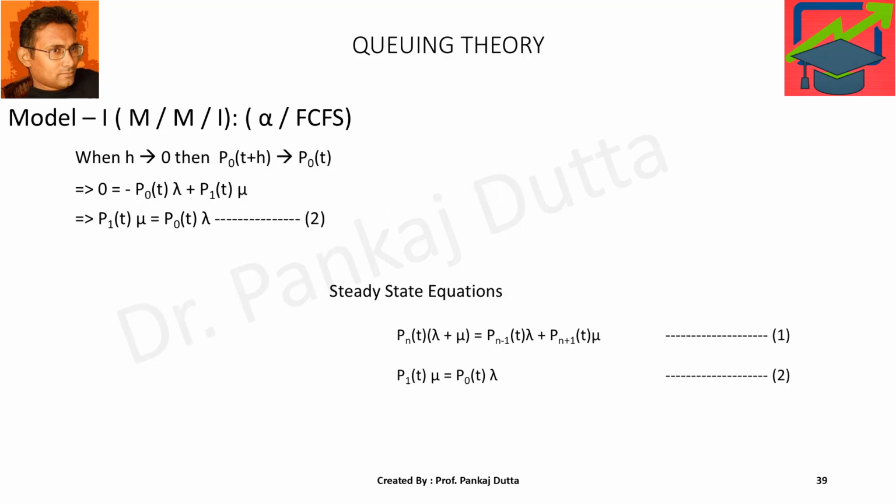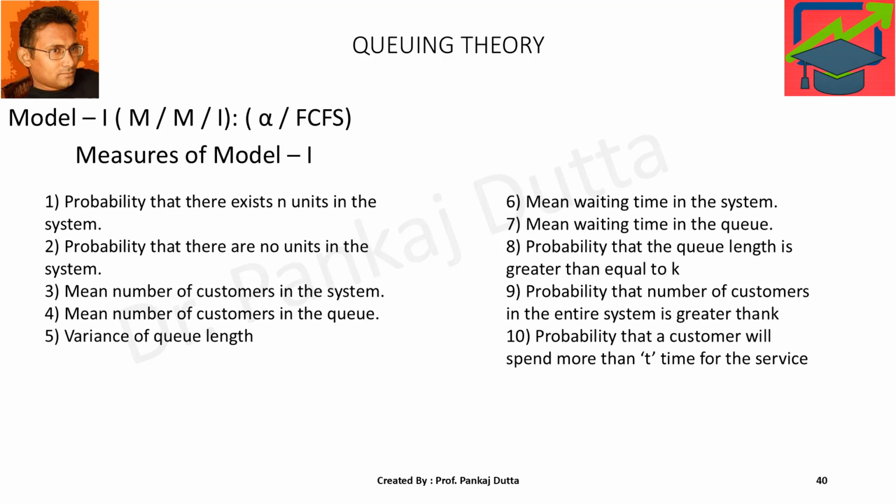These two steady state equations help us in deriving the different measures related to a model. The 10 most common measures related to model 1 are shown in the next slide. We'll first talk about how to determine the probability that there exists n units in the system.